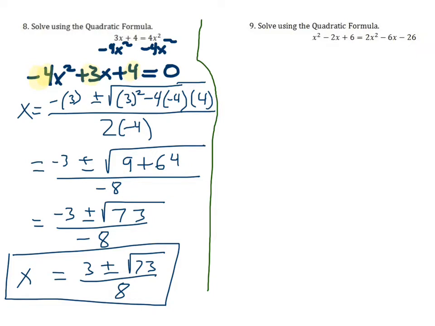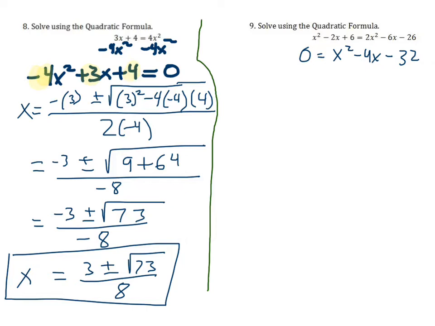Last one here. Again, we want to put in standard form first. So since we have 2x squared over this side, let's subtract and add all these things over here to bring them on over here. Subtract x squared from both sides, and we're going to end up with x squared. If we add 2x and add 2x, we're going to end up with negative 4x. And let's subtract 6 and subtract 6. This can give us a negative 32.